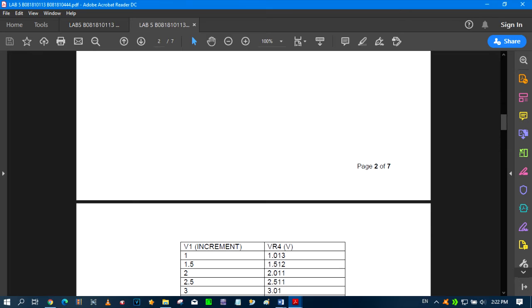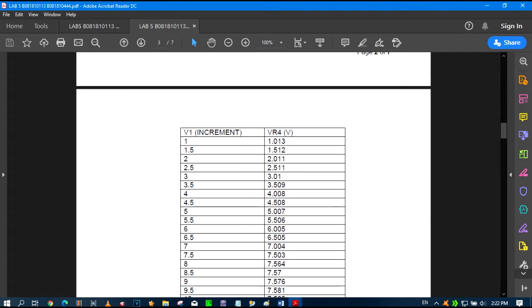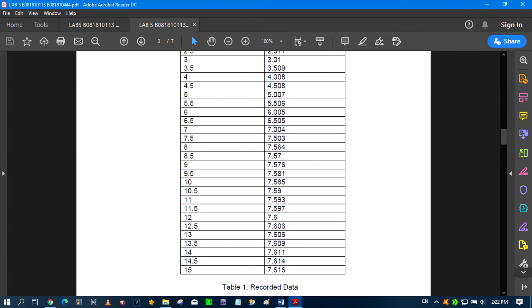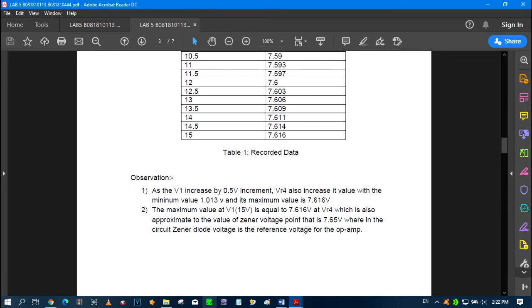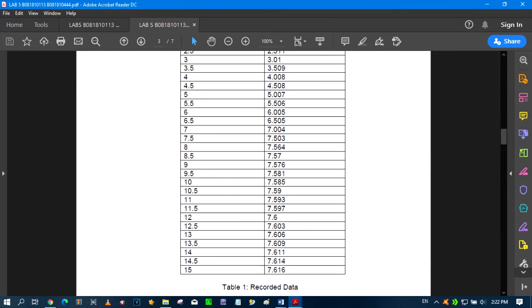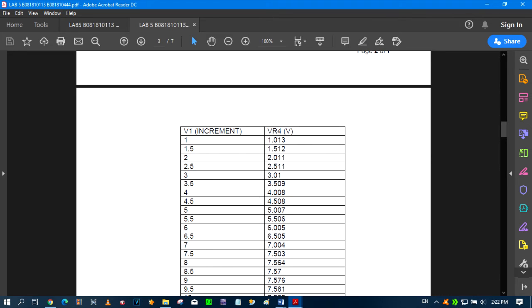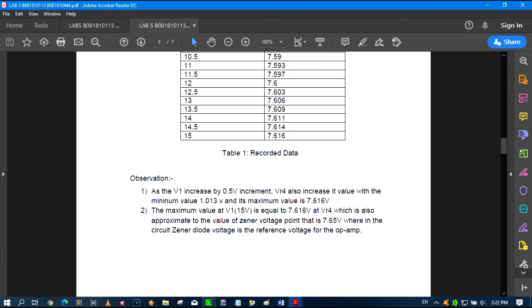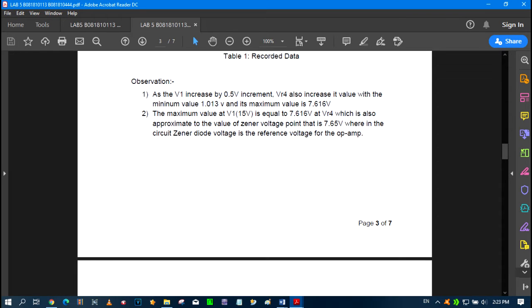From the table, the voltage of R4 when V1 is increased with an increment of 0.5 volt is recorded in this table. We can see that when V1 is increasing, VR4 is also increasing, starting from 1 to 7.616 volt. Besides, the voltage of R4 at 15 volt of V1 is almost the same as the calculation when the Zener reaches its voltage point. This happens because the op-amp in the circuit acts as a comparator.